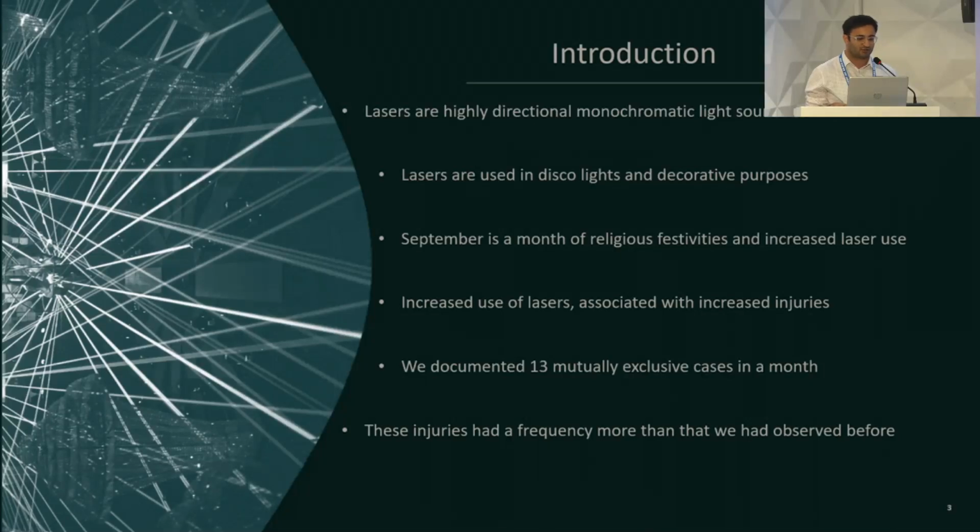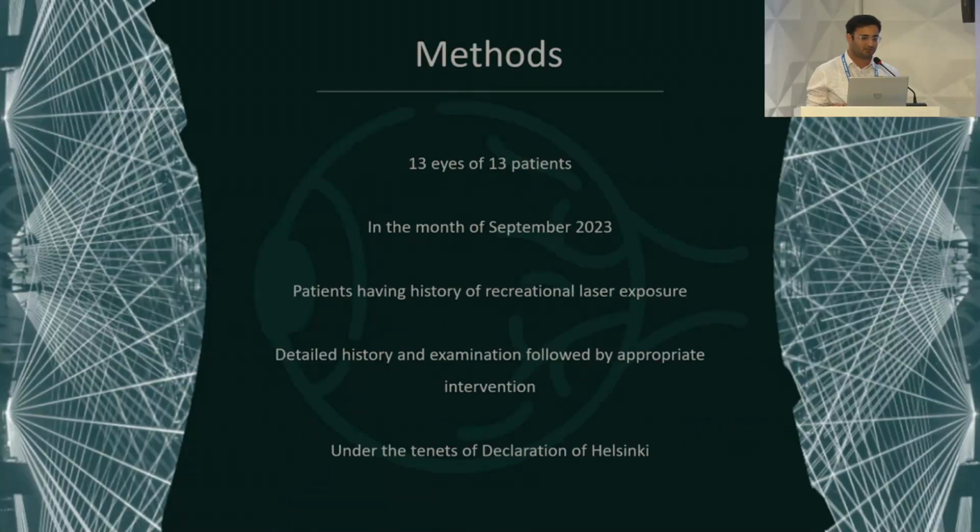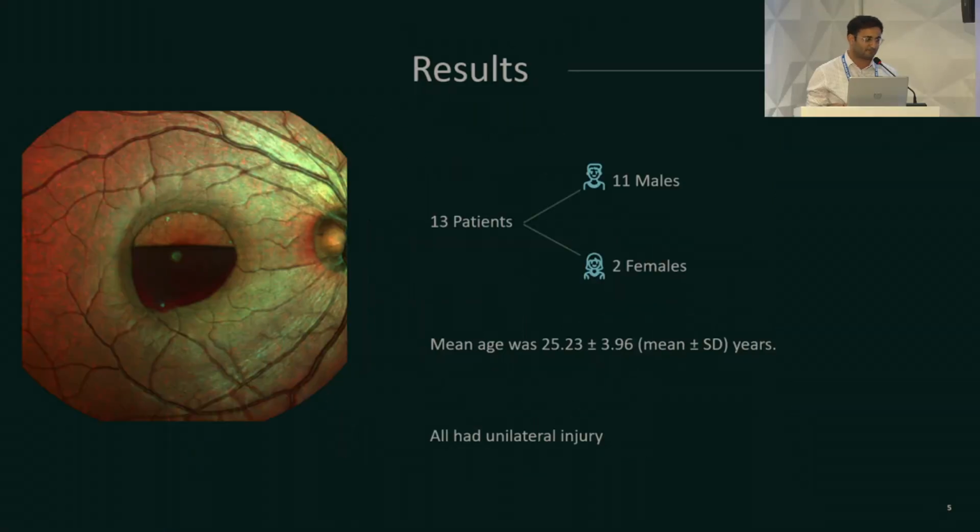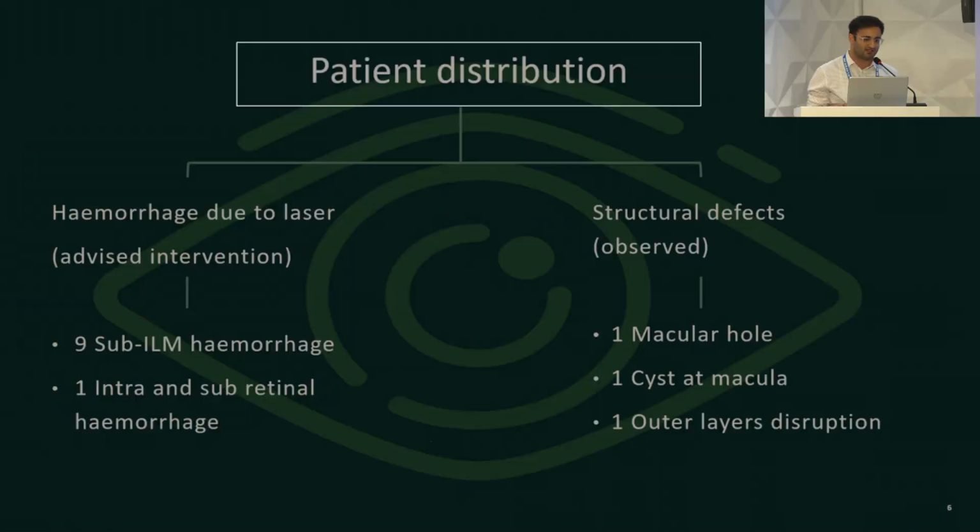We in our study documented 13 mutually exclusive cases in a month, and hence, as the frequency was more than that we had observed before, we proceeded with the study. In this study, 13 eyes of 13 patients who in the month of September 2023 had recreational laser light exposure were included in the study. 11 patients in the study were males, 2 were females. The mean age was 25.23 years and all patients had unilateral injury.